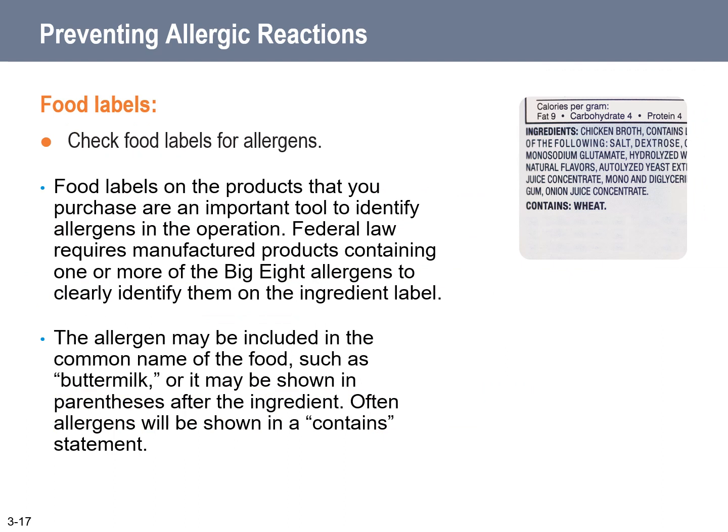Food labels. Food labels are very important. Federal laws require manufactured products containing one or more of the big 8 items to clearly label them or clearly bold them on the back of the label. So if you can see in the picture, you can see all of the ingredients, and then on the very bottom, in bold, in capitalized letters, contains wheat. So this means it has wheat in it. Sometimes it might say possibly contains this allergen, which means it could have it, it could not have it. So if you're severely allergic to it, you should not eat it. And you should always read labels.